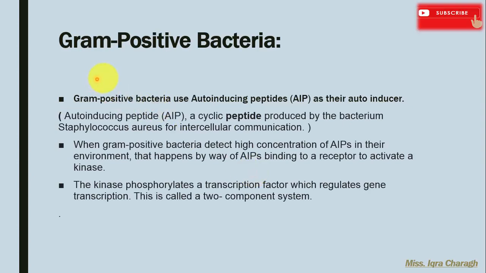Now we see how quorum sensing works in gram-positive bacteria. Gram-positive bacteria use auto-inducing peptides as their autoinducer. What are auto-inducing peptides? Auto-inducing peptides are cyclic peptides produced by bacteria such as Streptococcus for intercellular communication. When gram-positive bacteria detect a high concentration of auto-inducing peptides in the environment, this happens by the auto-inducing peptides binding to a receptor to activate a kinase. The kinase phosphorylates a transcription factor to regulate gene transcription. This is called a two-component system.